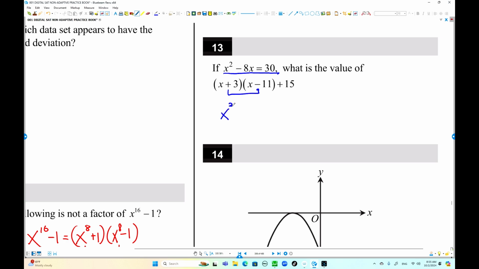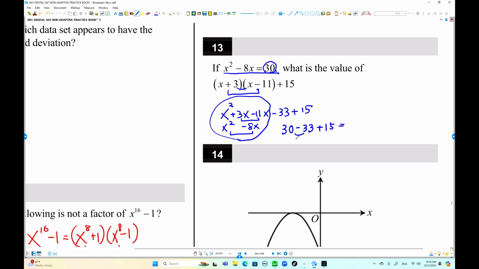Expand this. This is x squared plus 3x minus 11x, minus 33, and plus 15, right? So this is a negative 8x. So x squared minus 8x... the whole thing equals 30 up to here. So the answer is 30 minus 33 plus 15. That is negative 3, and plus 15 is 12. That's the answer.